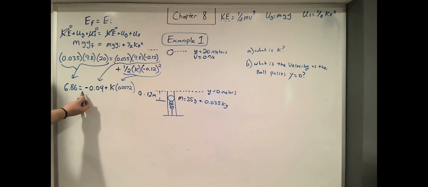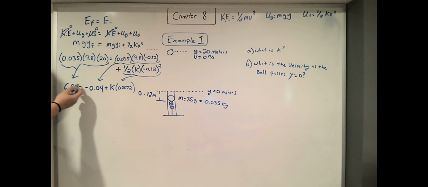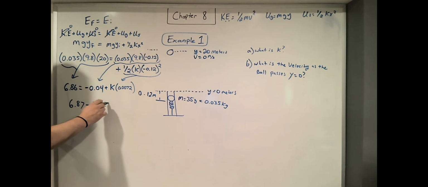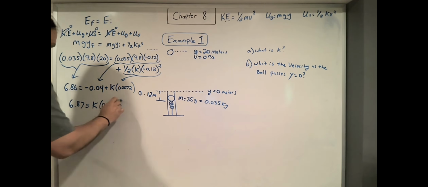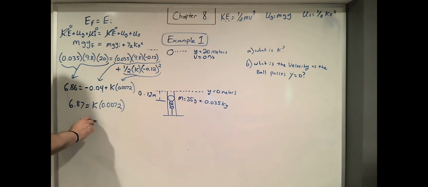So what I want to do now is keep going on the algebra. I'm going to add that 0.04 to the other side. That'll give me a 6.87. And then I'm going to do a division, right? 6.87 divided by that 0.0072 gives me a K constant of, let's call it 954.